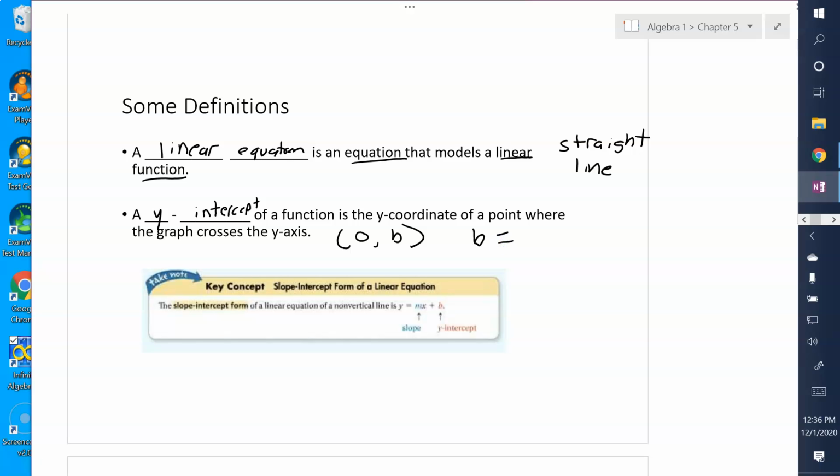And the big form for linear equations for today is the slope-intercept form. And that is y equals mx plus b, where m is the slope and b is the y-intercept. And so for any of these non-vertical lines, you can write the equation in slope-intercept form. If you're doing a vertical line, all bets are off.